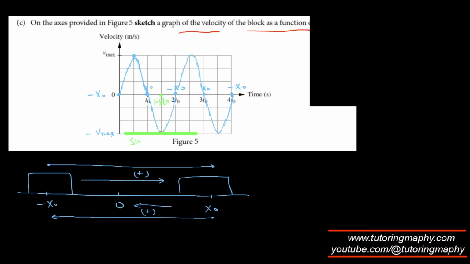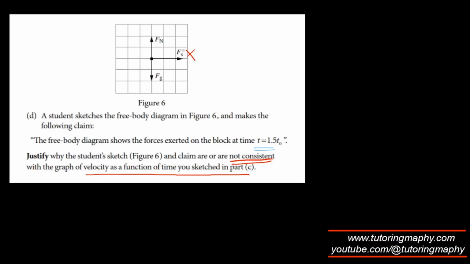the slope is 0, which means that the acceleration is 0, which means that the F net towards the horizontal side should also be 0. But that's not what the student has shown. He has shown a net force towards the horizontal. So that is not consistent with the curve of velocity time that we drew earlier because of this reason.